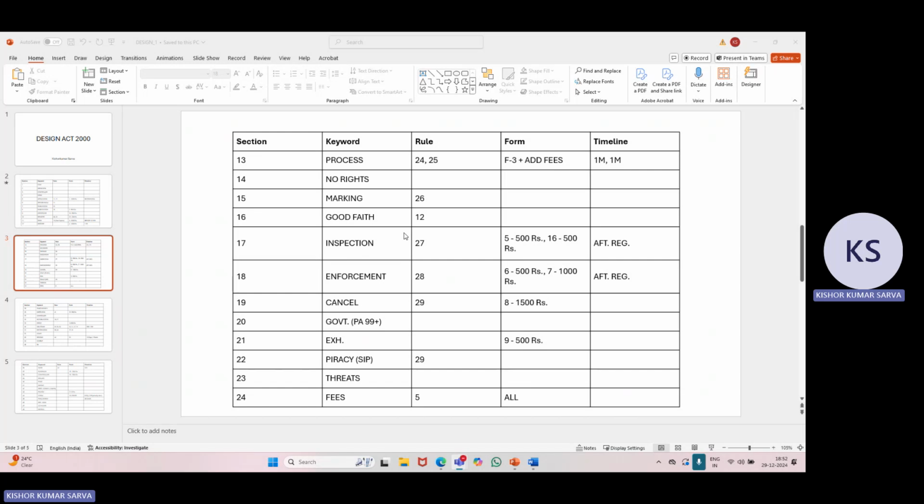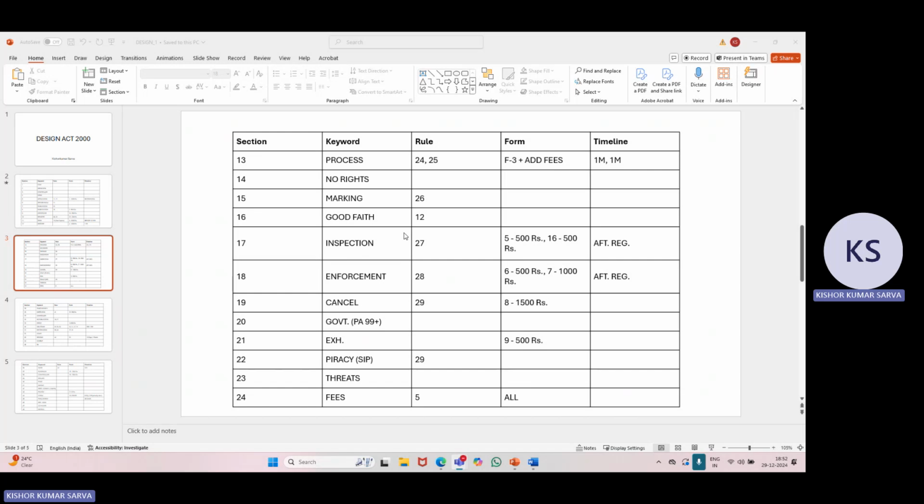Whether it is section number 17 or section number 18, both are the same. After registration, you will get these things. Now, if you will get the documents within a week, as I said, let's talk about section 19.